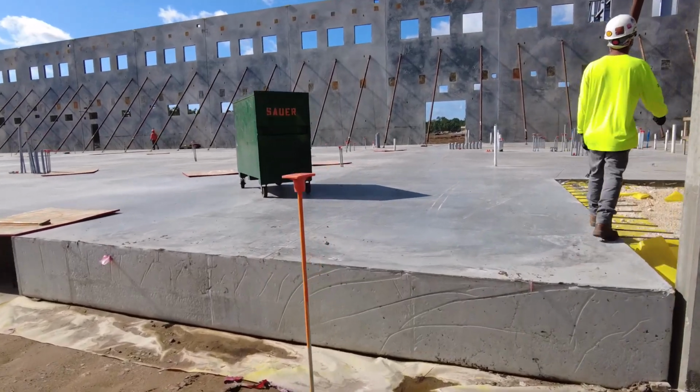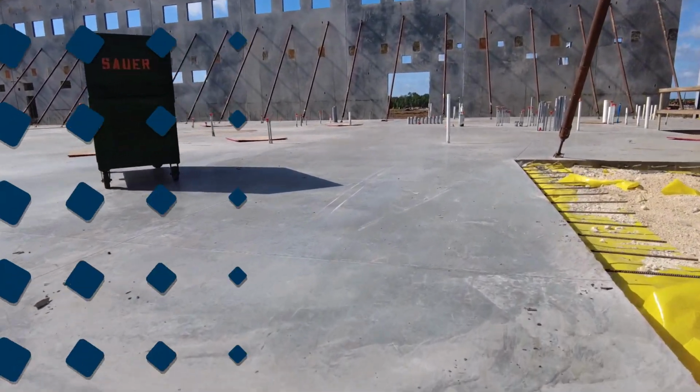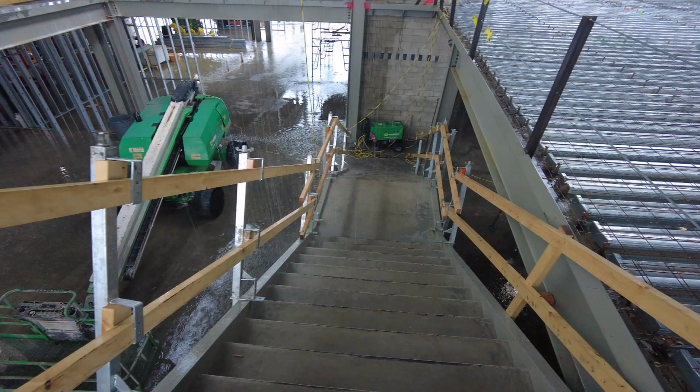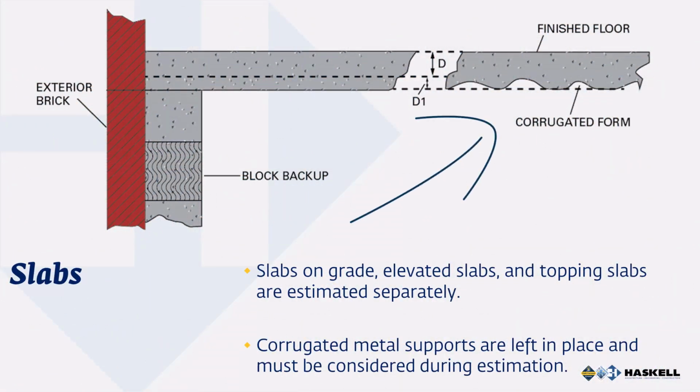A slab is a thin rectangular solid. Because of differences in labor costs and formwork, you should prepare separate estimates for slabs on grade, elevated slabs, and topping slabs. When there is a corrugated support structure, the corrugated metal formwork is left in position after the concrete is placed. So the thickness of the floor is identified on the drawings as the distance from the top of the corrugations to the floor surface.